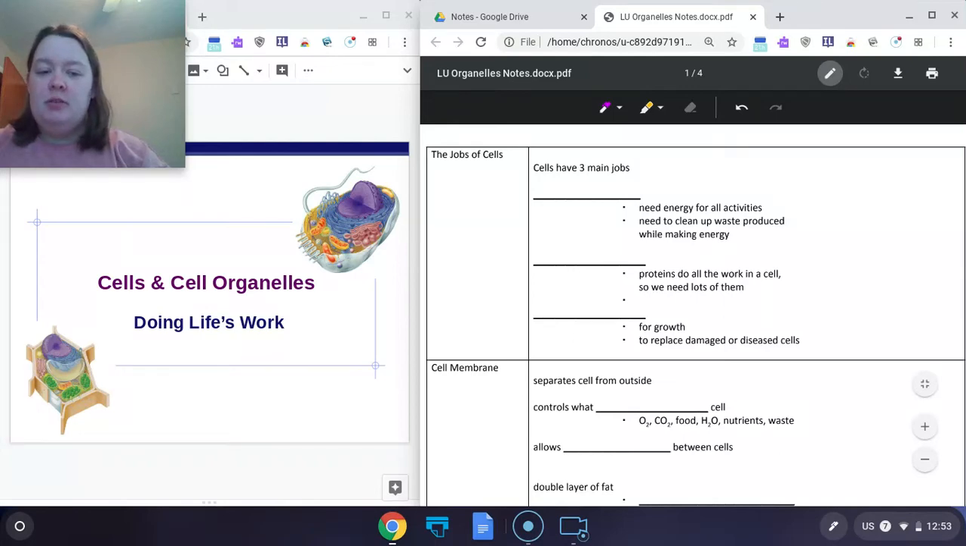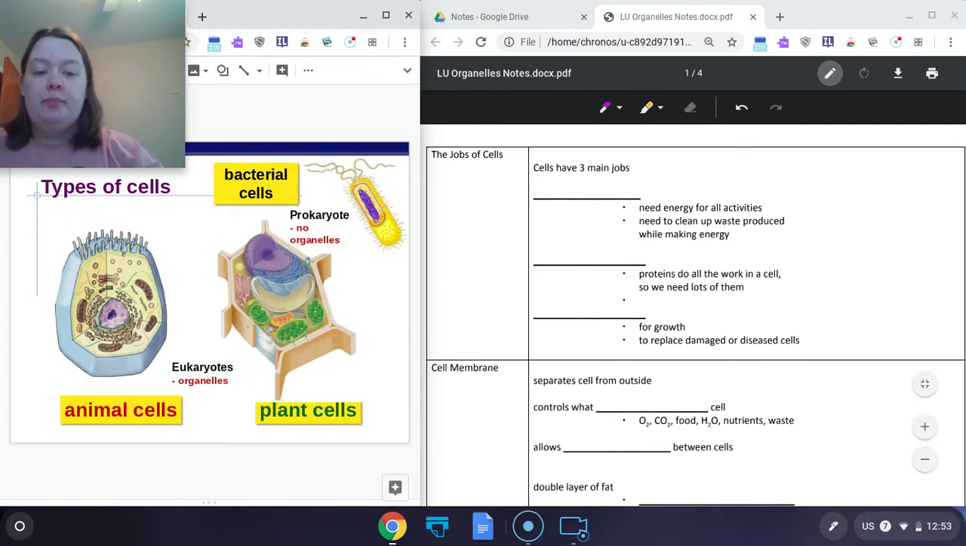Welcome back. Today we're going to be learning all about organelles and what organelles do within a cell. And then we're going to wrap up with labeling all the organelles in some cells.